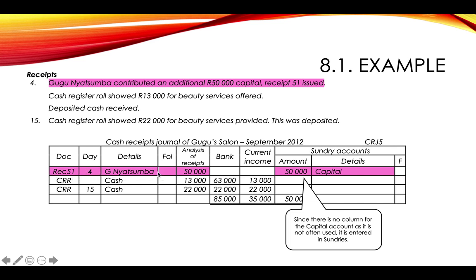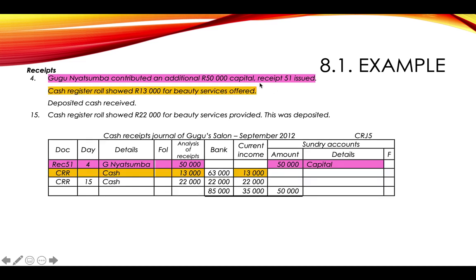The document is receipt number 51. The day was the 4th. Details is the name of the owner in this case. And there you can see I've put the amount that I have received. But you must always use two accounts. Because I'm not always going to receive a lot of capital every single month, we would imagine, I'm not necessarily going to have an account for capital as a column, and therefore I'm going to show it here as sundry accounts. But you can just look through your columns and see, oh, there's no capital, therefore I'm going to pop it over here. I put the amount in the amount column and I write capital because that is the name of the other account involved.